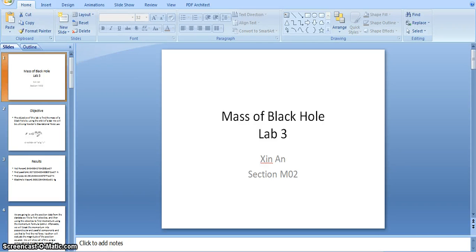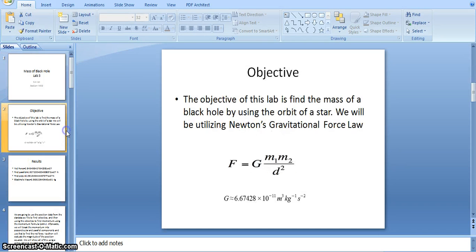This is the mass of a black hole lab. The objective of the lab is to find the mass of a black hole by using the orbit of a star. We will be utilizing Newton's gravitational force law, F equals G m1 m2 over d squared, where m1 will be the mass of the star and m2 will be the mass of the black hole that we are trying to find. We will also be using the gravitational constant G.